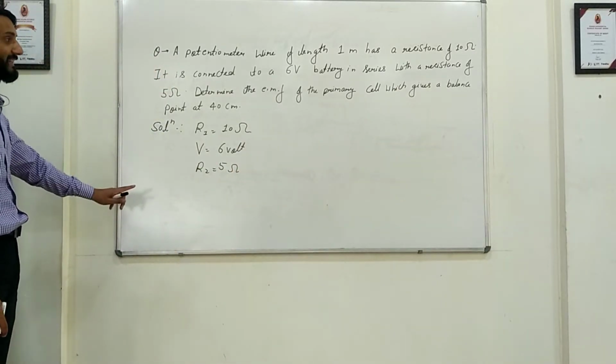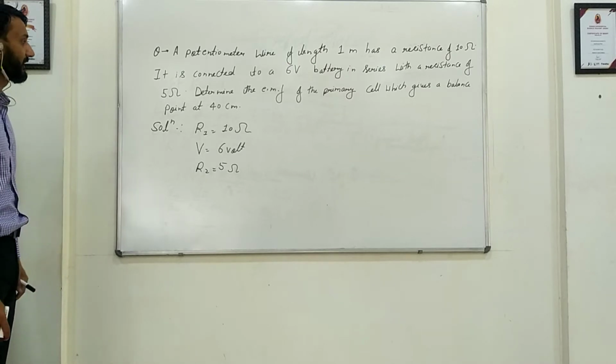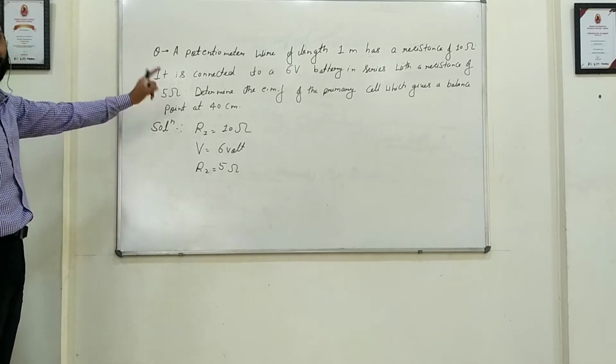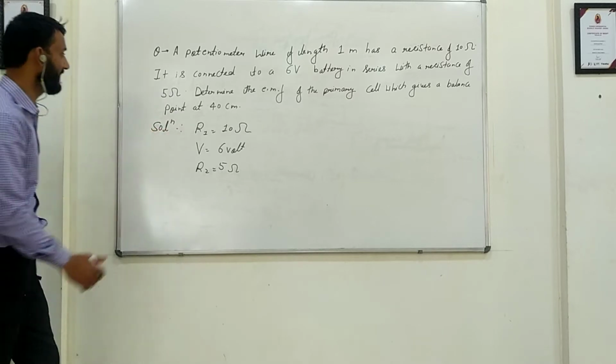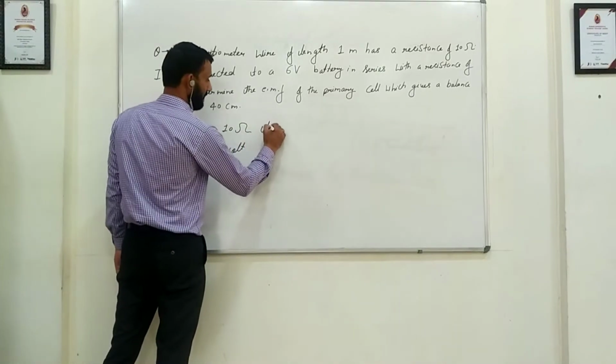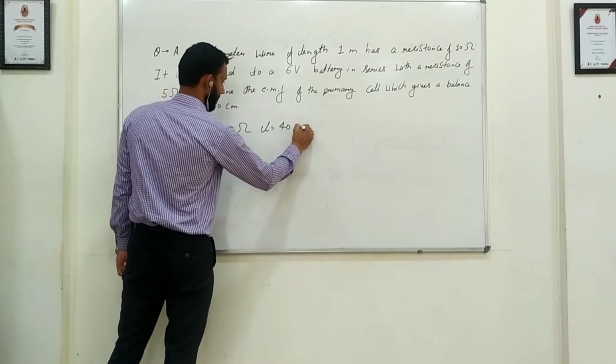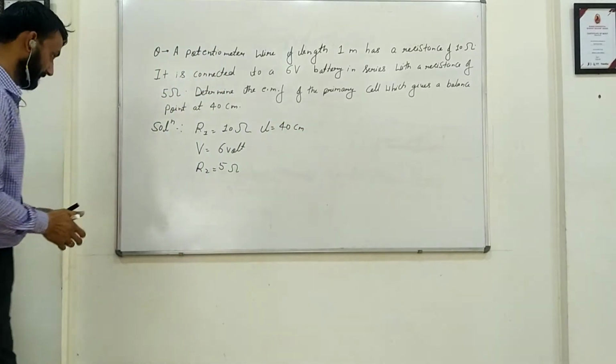So there is a primary cell whose EMF we have to calculate, and this cell gives a balance point at 40 centimeter. L is equal to 40 centimeter. This is the balance point.